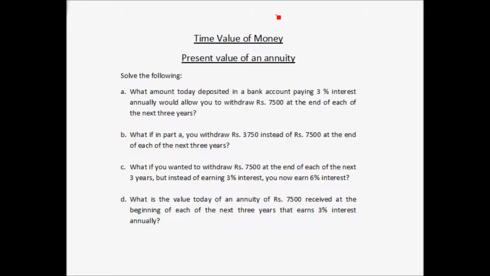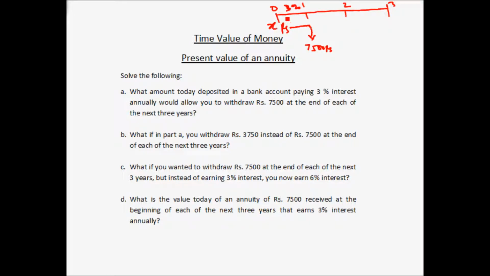So basically if we try to understand on a time scale, say this is 0, 1, 2, 3. Now we are depositing X rupees at the beginning. The interest gained per year is 3%, and this X amount of rupees will gain 3% interest for the first year, and then you want to withdraw 7500 rupees.